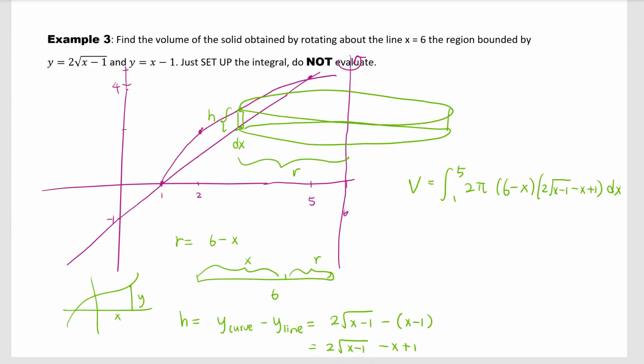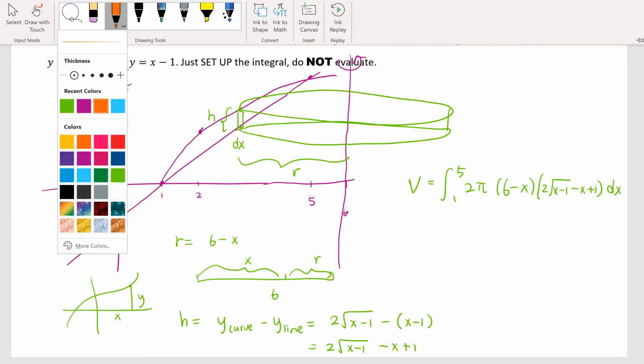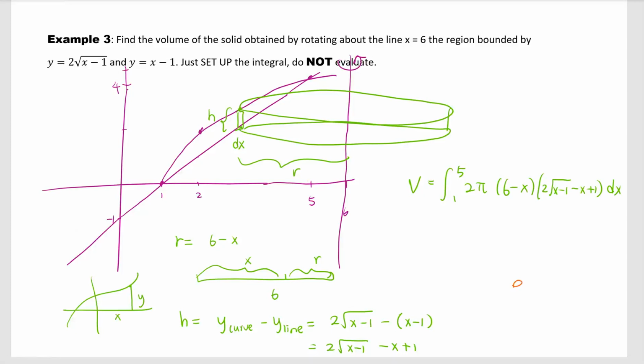So, I want to assign more exercise. Try this at home. Try to rotate about the line x equals -2. Okay, so rotate about the line x equals -2 and see what happens.